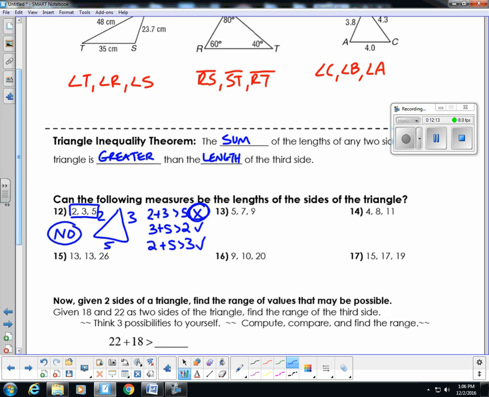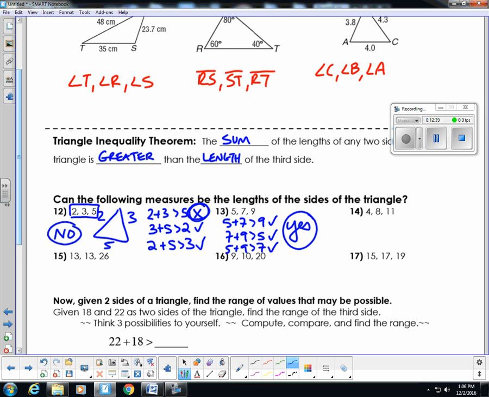You'll see it happen here in 13. 5 plus 7 is greater than 9. Yes. 7 plus 9 is greater than 5. Yes. 5 plus 9, is that greater than 7? Yes. So these three would be the sides. We could construct a triangle, in other words, with the sides 5, 7, and 9.